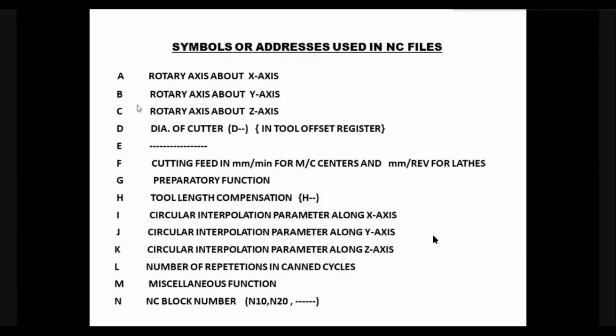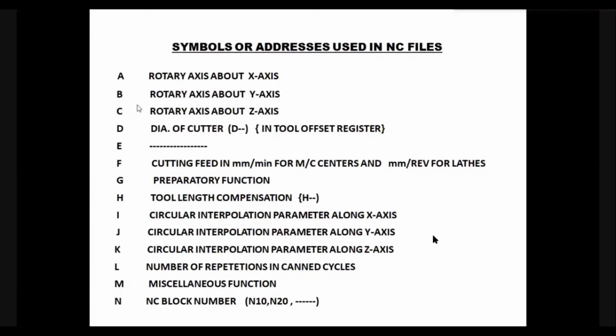All these will be there in each line. Each set of address and number is taken as a word, and there will be a minimum number of words in each line. And this entire line will be followed by a semicolon, which represents the end of the line, or the end of the NC numeric code block. So N stands for numeric block of each program.